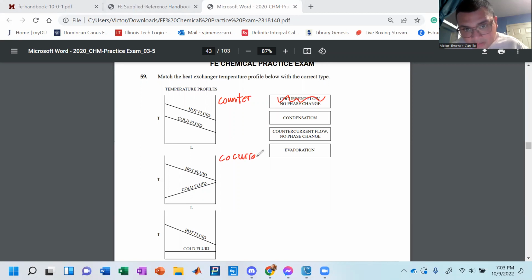You know, this pen let me write. Co-current. And there's no phase change.